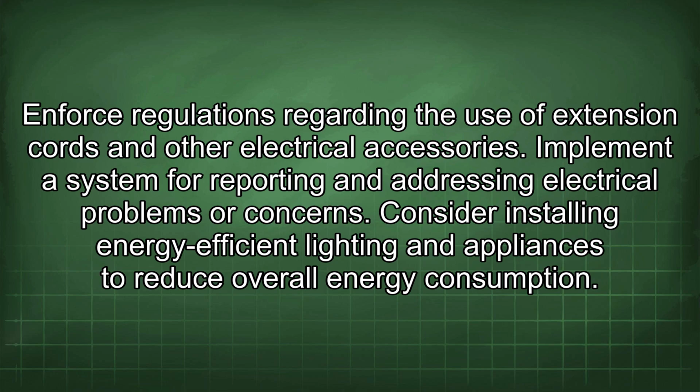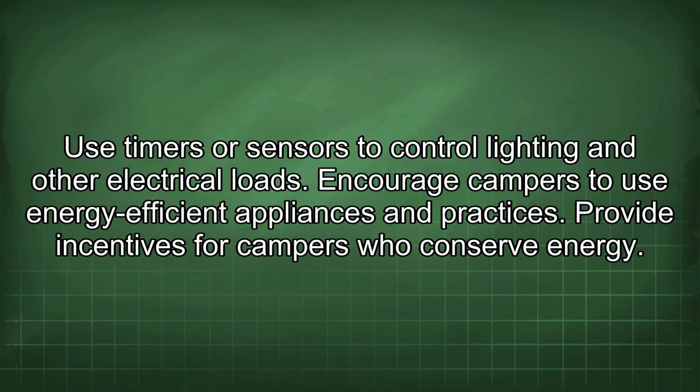Enforce regulations regarding the use of extension cords and other electrical accessories. Implement a system for reporting and addressing electrical problems or concerns. Consider installing energy-efficient lighting and appliances to reduce overall energy consumption. Use timers or sensors to control lighting and other electrical loads. Encourage campers to use energy-efficient appliances and practices.